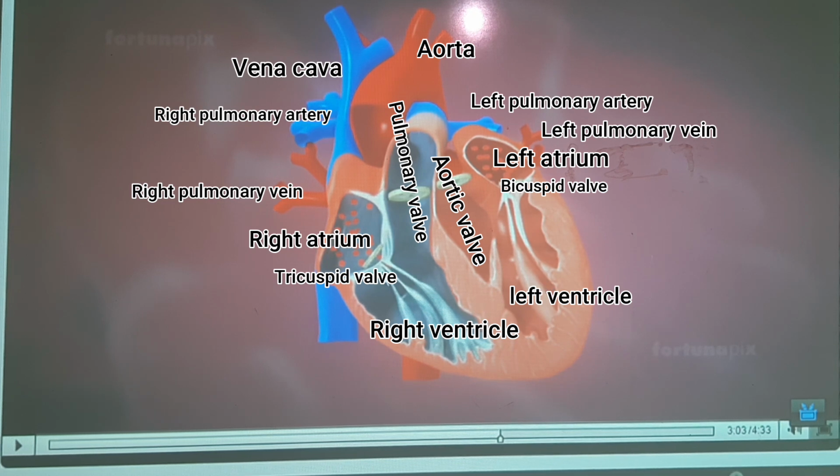When the atria fill with blood, it has to flow to the ventricle. So the valve present between the right atrium and right ventricle is known as the tricuspid valve, and the valve present between the left atrium and left ventricle is known as the bicuspid valve. These two valves open and blood from the right atrium and the left atrium flows to the right ventricle and the left ventricle. I will show you it.